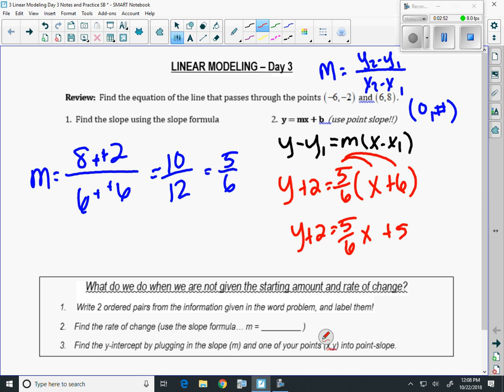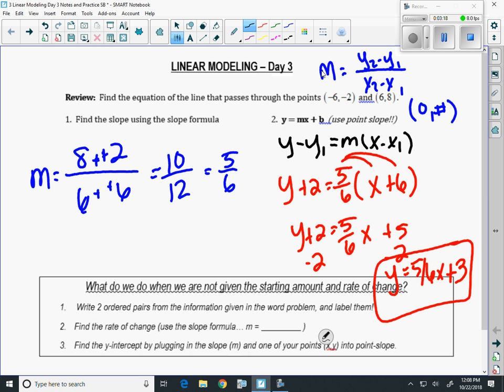All right, then we would subtract 2. So we have y equals 5/6 x plus 3. That's our final equation. So we've done all this point slope stuff, rewriting it into y equals mx plus b form. We did that a couple of units ago, but we're going to apply it to word problems. Any questions so far?